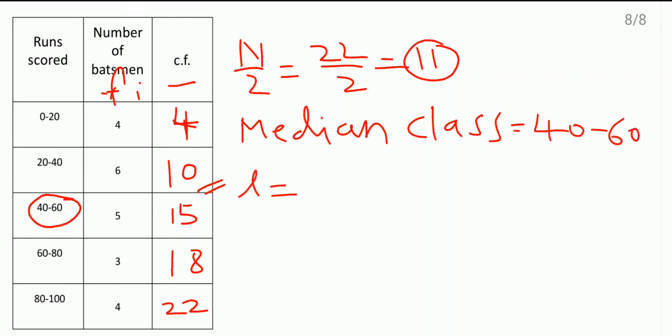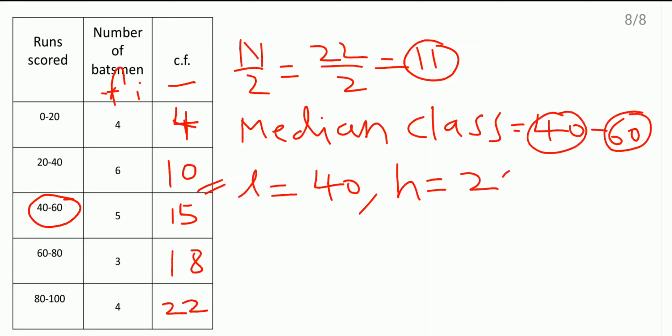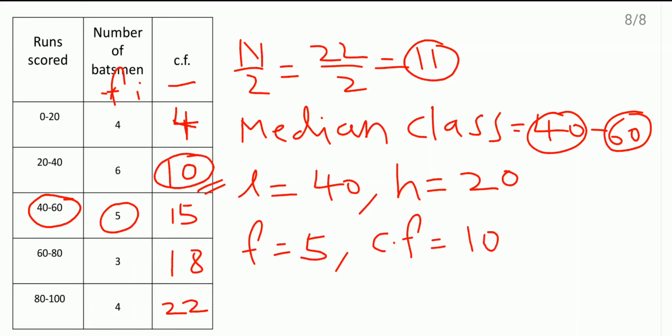So the lower limit of this class is 40, and class size is nothing but what? Upper limit minus the lower limit. 60 minus 40 will be 20. Now the frequency of this class. This is the frequency of this class. So f is equal to 5. And the cumulative frequency of the previous class. So this is the cumulative frequency of the class interval previous to the median class. So this is CF, which is equal to 10.